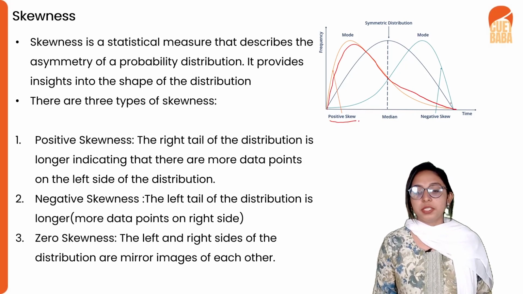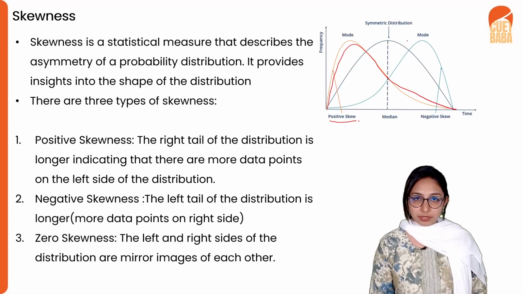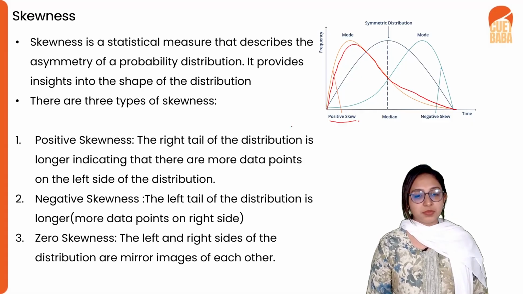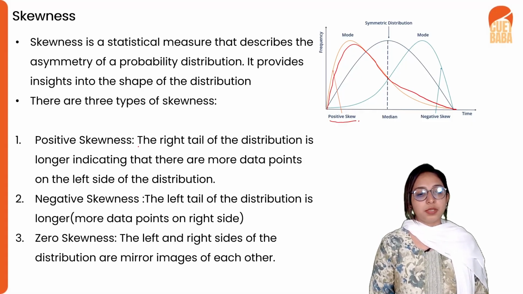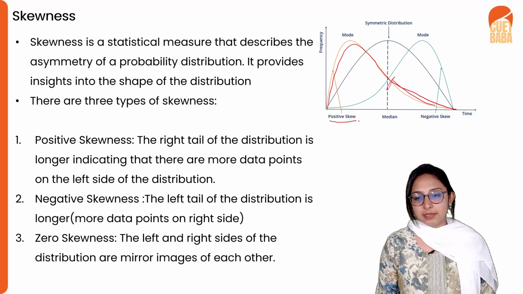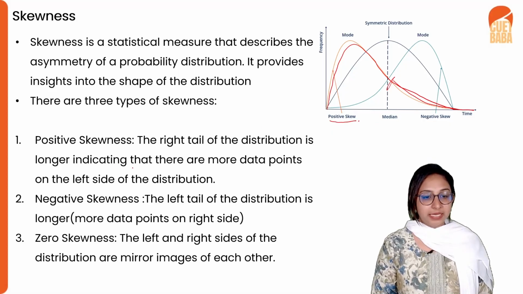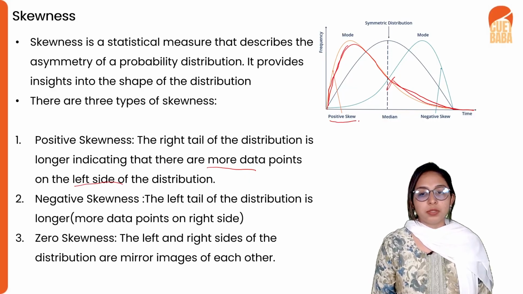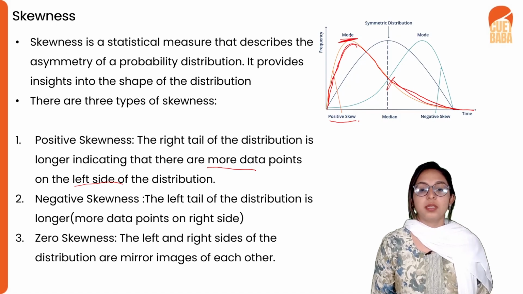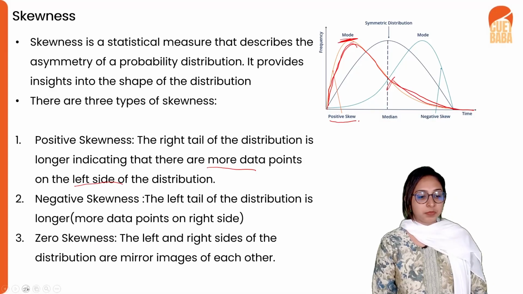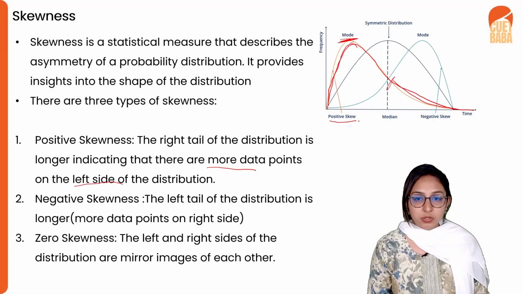This one is a positively skewed distribution. It is an asymmetric distribution and it is positively skewed. That is, positive skewness is nothing but the right tail of the distribution being longer. See, this is called the tail. The tail is longer, indicating that there are more data points on the left side of the distribution. More data points on the left side, hence the mode is on this left side. That is the positively skewed one.